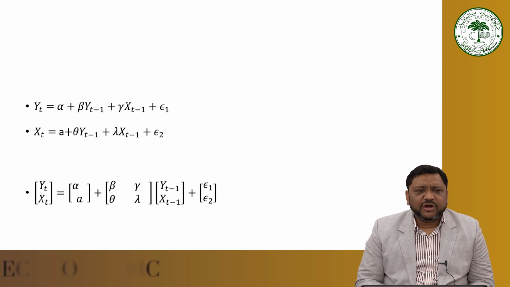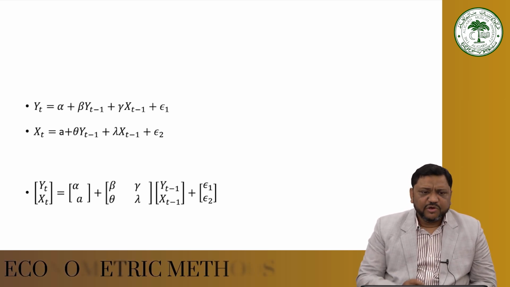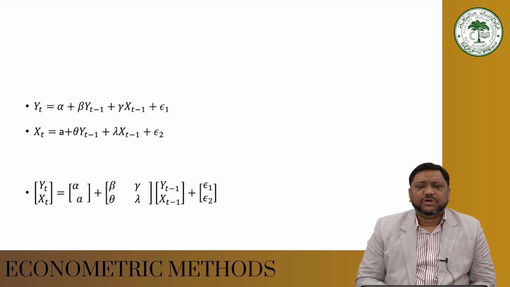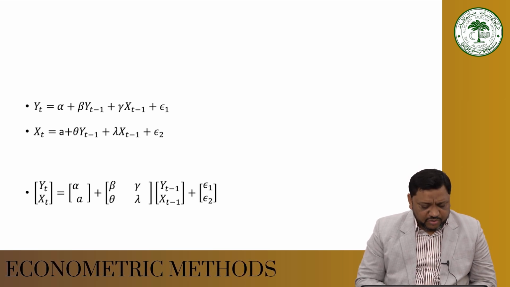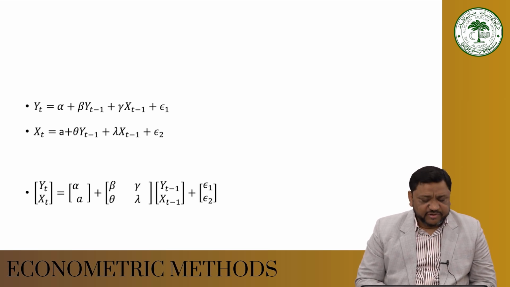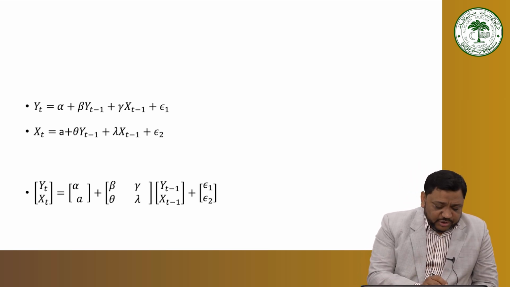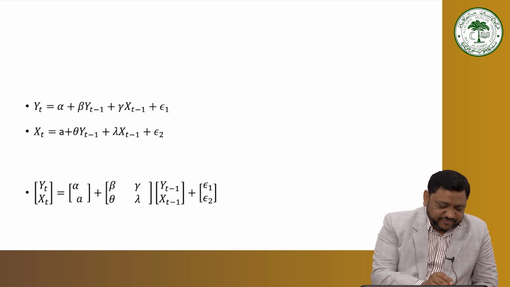Now we go for a demonstration of the process. We have written those two equations. yt is equal to alpha plus beta yt minus 1 plus gamma xt minus 1 plus epsilon 1, and the second equation is xt is equal to a plus theta yt minus 1 plus lambda xt minus 1 plus epsilon 2. These two equations can be written in the matrix form.